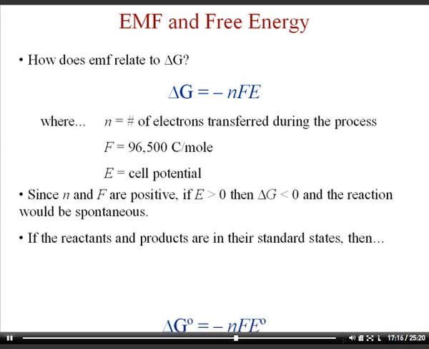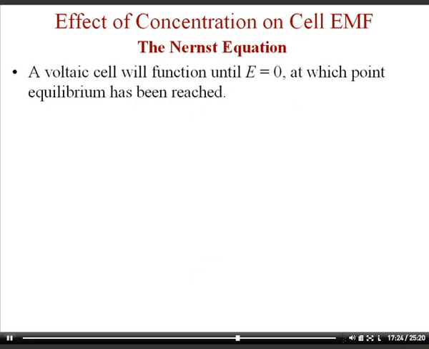If the reactants and products are in their standard states, then we just add the little zero, the little naught sign, and everything works out fine. Now, the Nernst equation is the next equation that we have to tell you about, and it deals with a chemical reaction that's not at standard conditions.